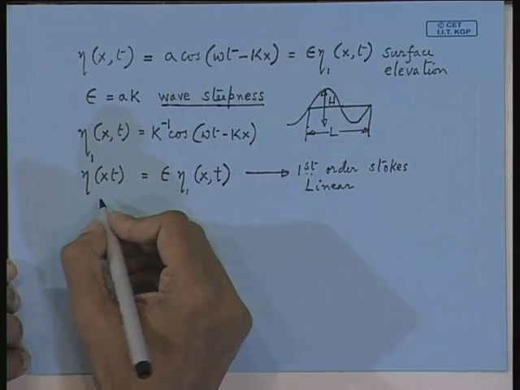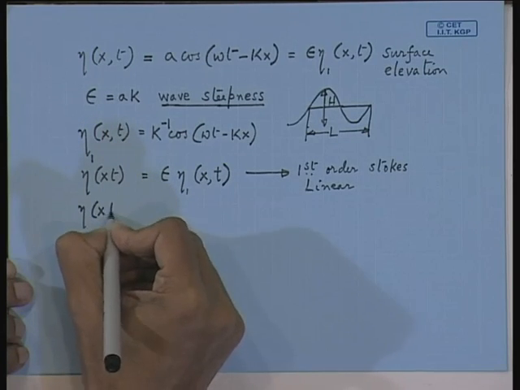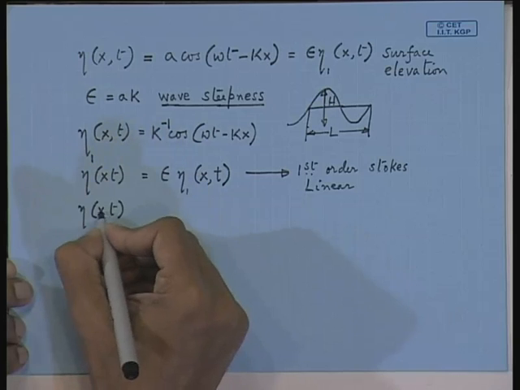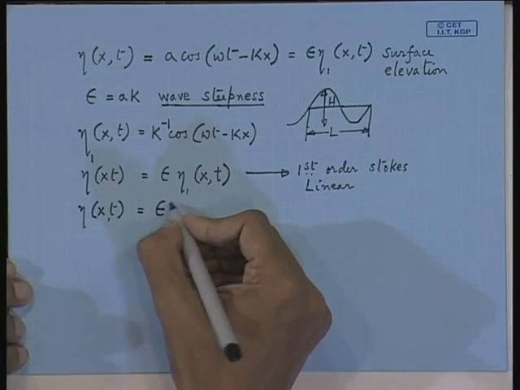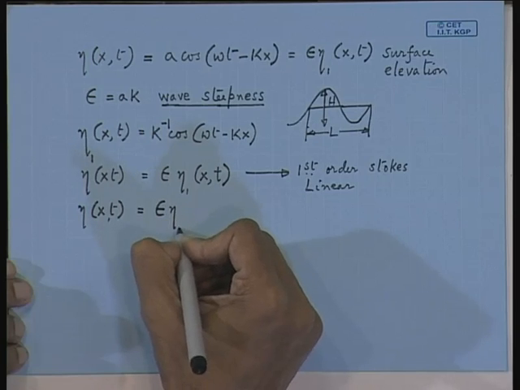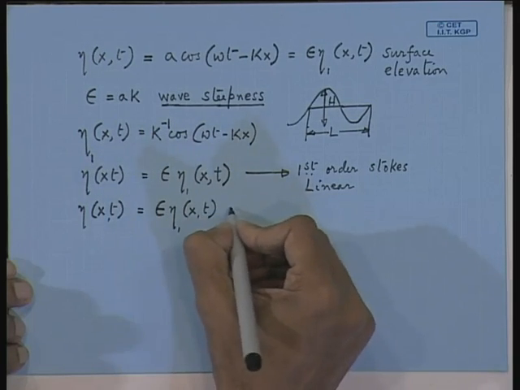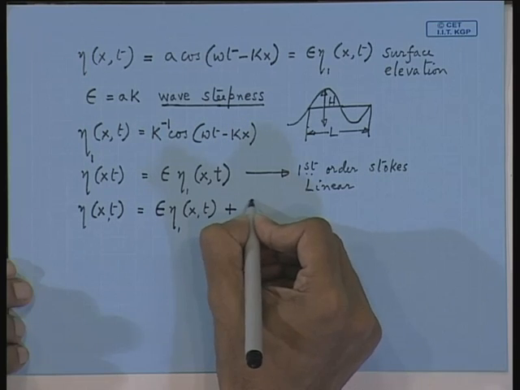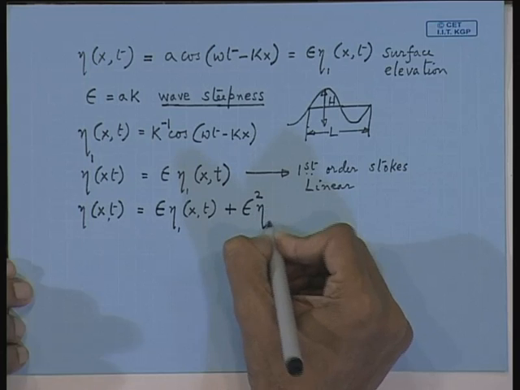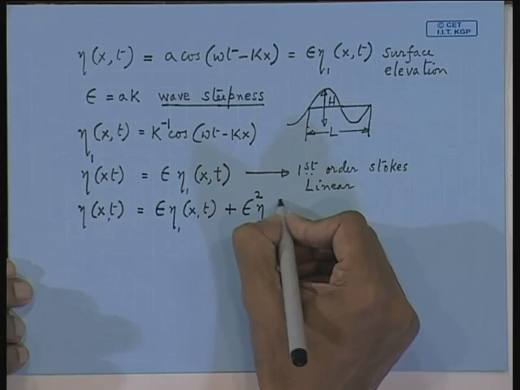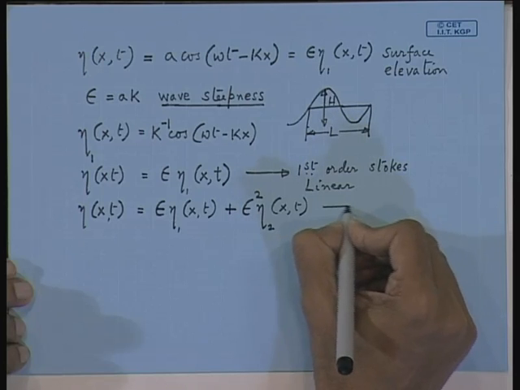Now, if you write the surface elevation with second order term of epsilon, so second order you can write like this as epsilon eta 1 x t plus a higher order term, say epsilon square, and this will be eta 2 x t. So, this will give you second order Stokes.